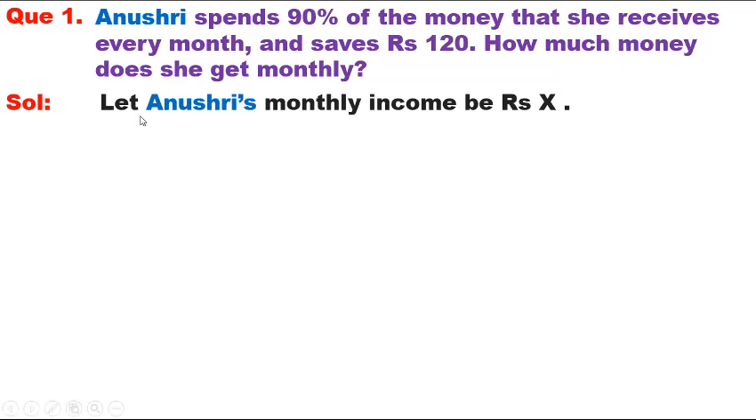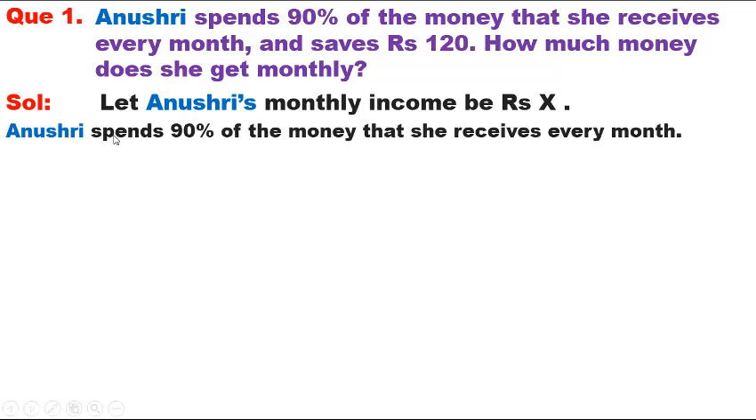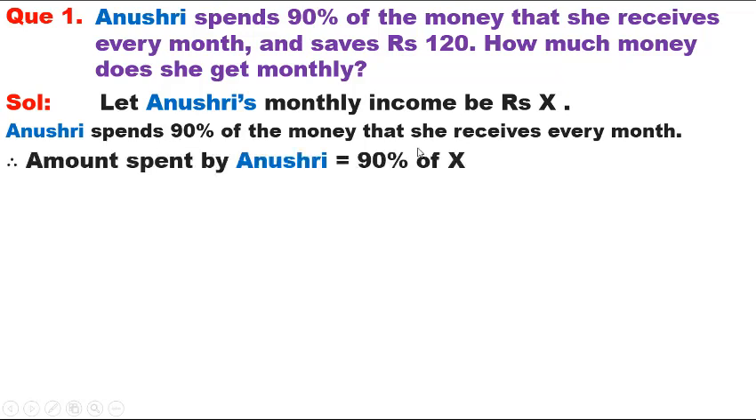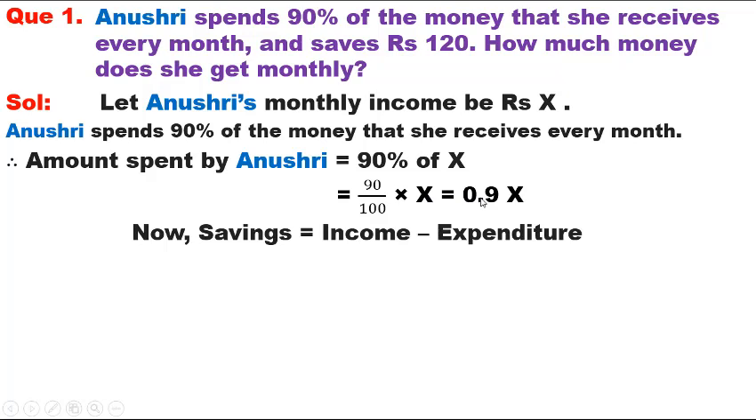Solution. Let us assume that Anushri's monthly income is rupees X. Anushri spent 90% of the money that she received every month. Amount spent by Anushri is equal to 90% of X, which is 90 upon 100 into X, equal to 0.9X. Now saving is equal to income minus expenditure. 120 is equal to X minus 0.9X.